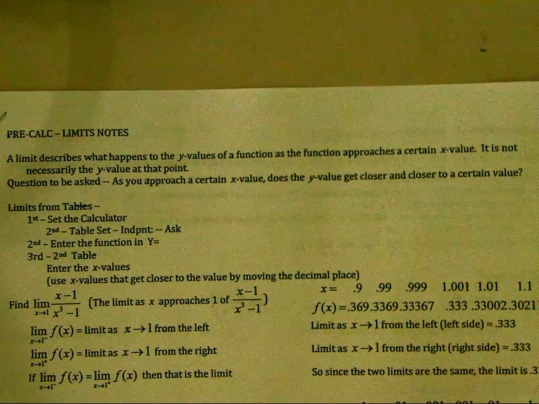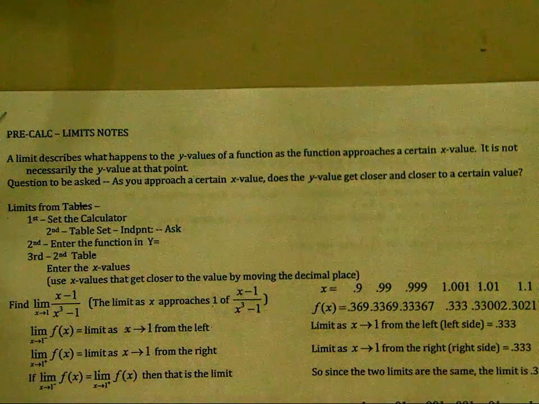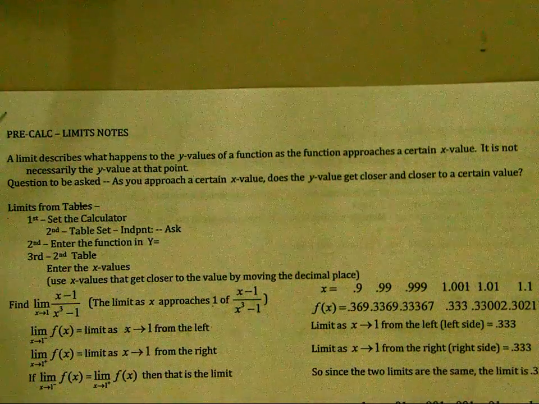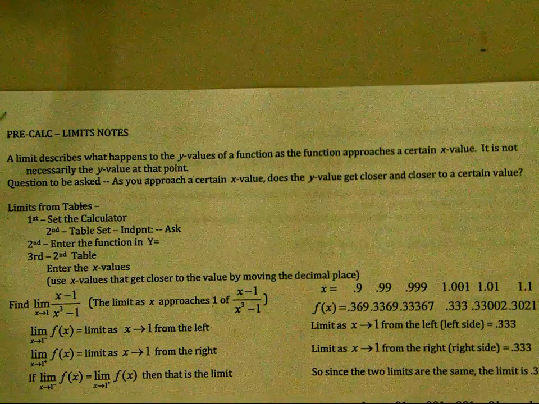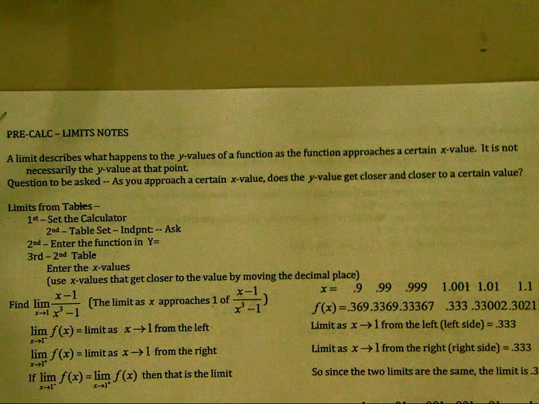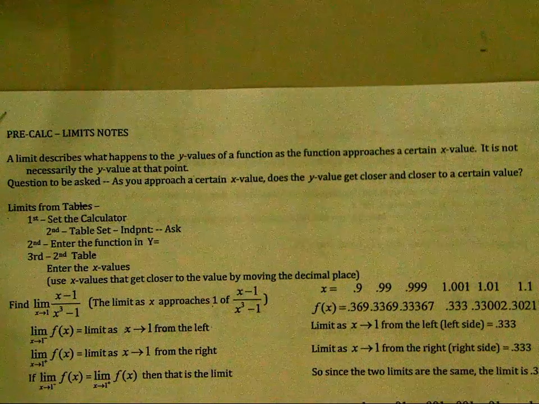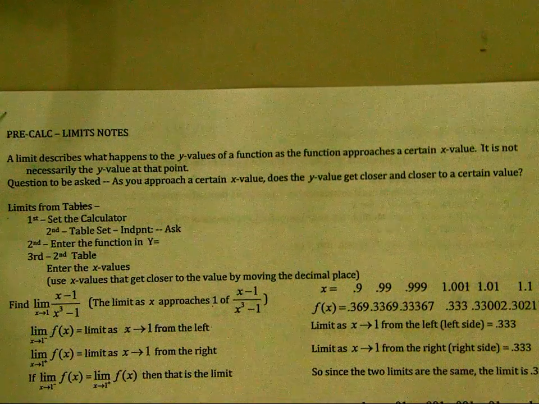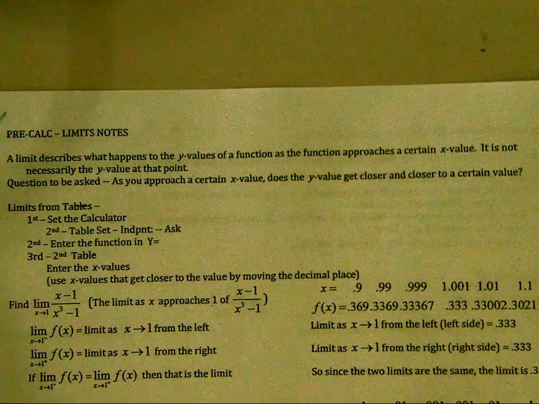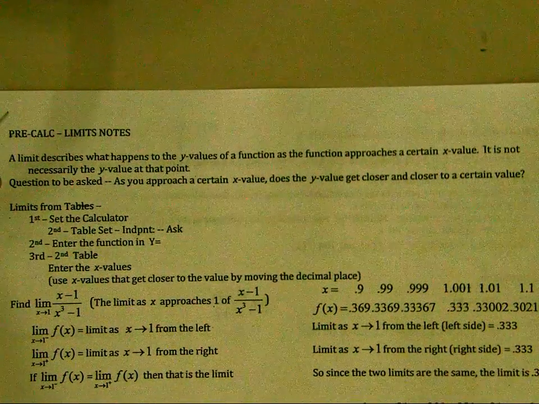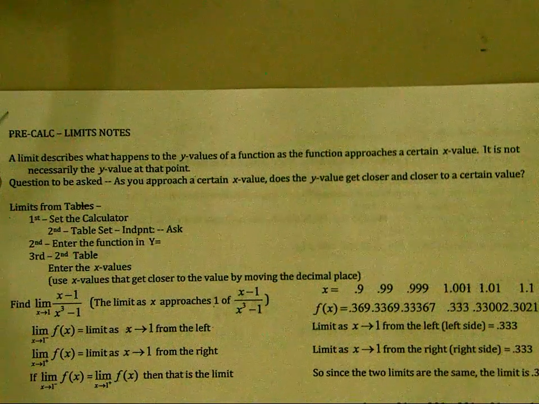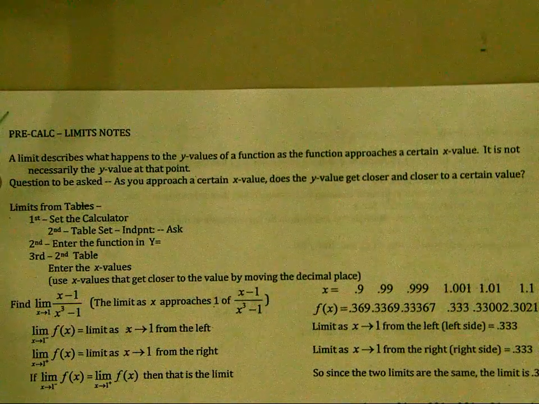So as you come closer and closer to an x, it doesn't matter what x is, let's say x is 2. As you come closer and closer from the left, so from numbers below 2, what happens to your y values? Do they get closer and closer to a certain number? What happens as you approach 2 from the right? Do your y values approach a certain number? If they approach that number from both sides, that is considered the limit.